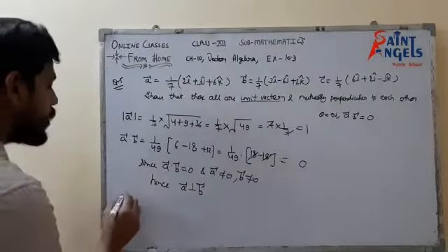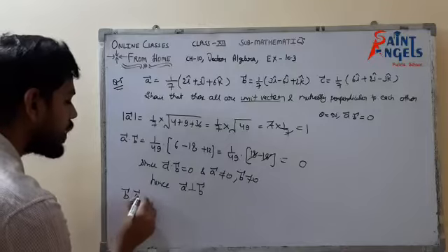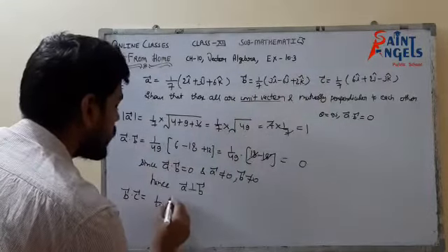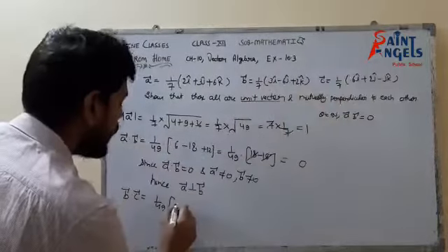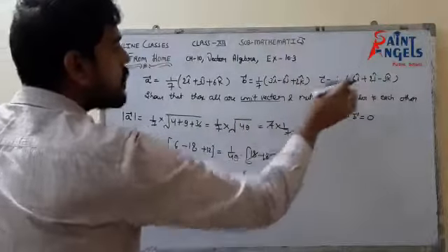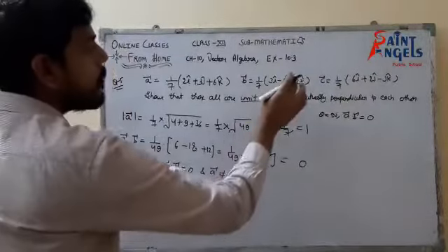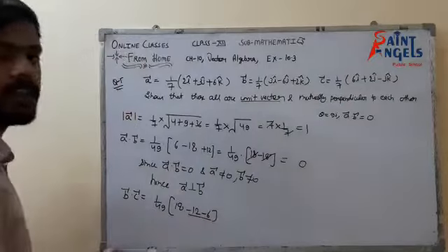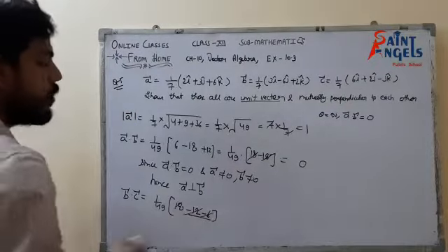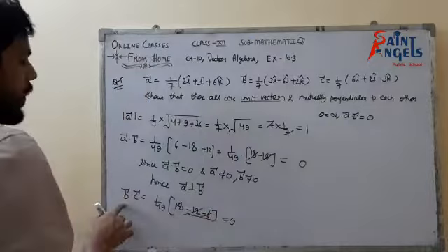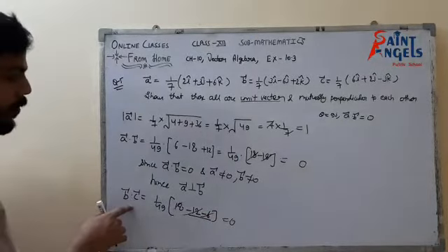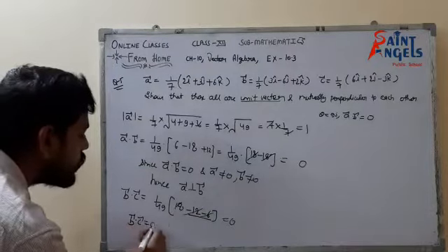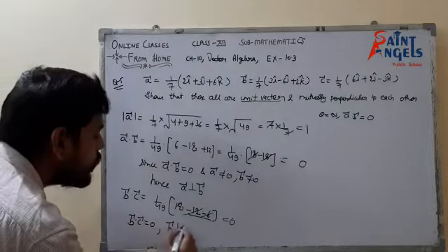In the same way, you will find vector B dot vector C. That would be B dot C, 1 upon 49 into, now 3 into 6, 18, minus 6 plus 2, minus 12, plus 2 minus 3, minus 6. So it was minus 12 and minus 6, minus 18. This will also cancel out, so it becomes 0. And magnitude of vector B is 1 and magnitude of C is also 1. It means B vector dot C vector equals 0. Hence B is perpendicular to C vector.